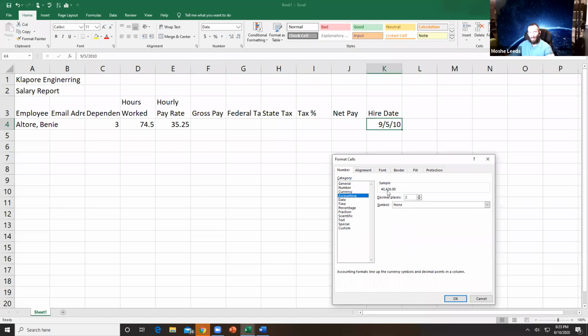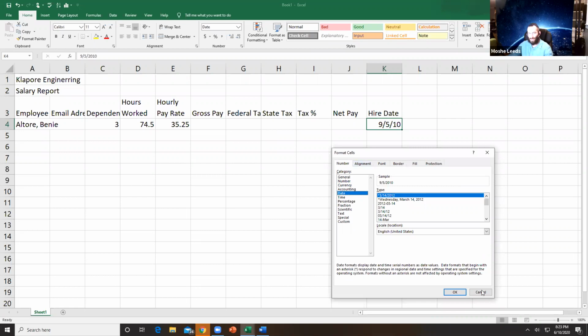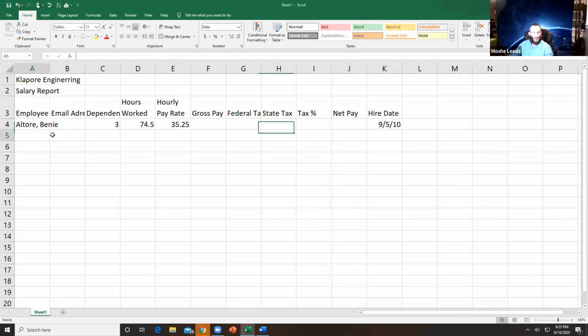You'll see a sample of what the cell would look like if you were to select that category as is. So just make sure when you're formatting cells, the date category is selected. I'll do it again for the other dates as well, but let's go ahead and move on now.